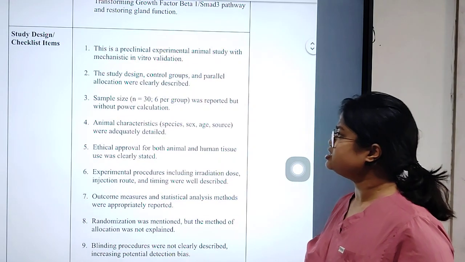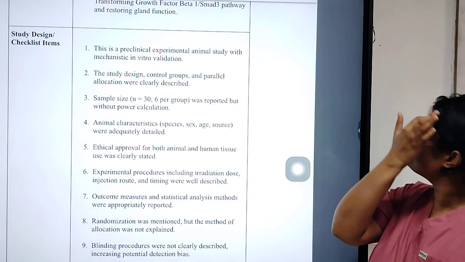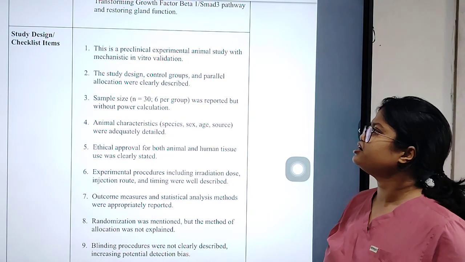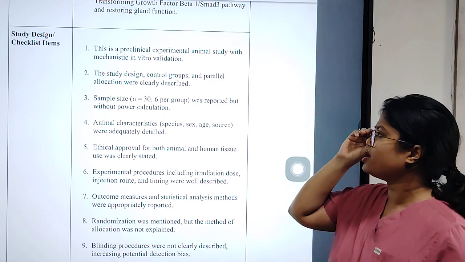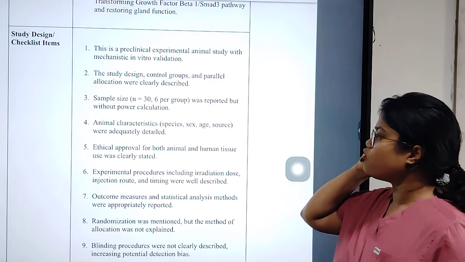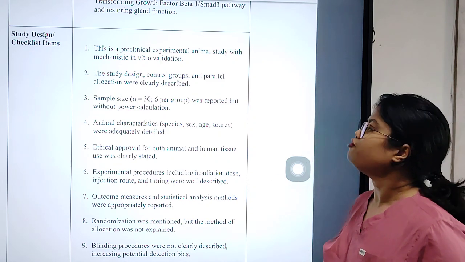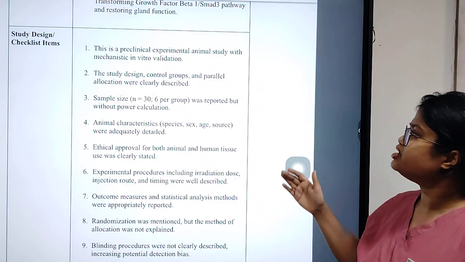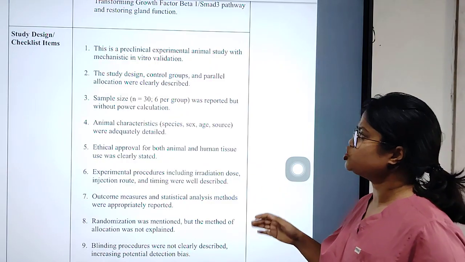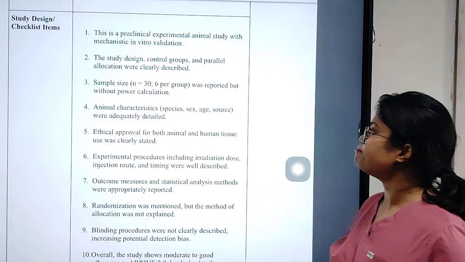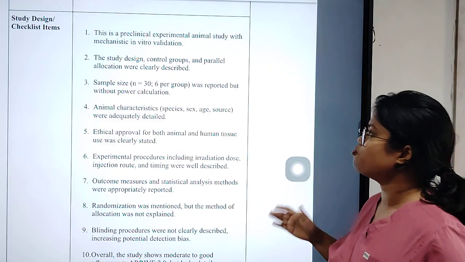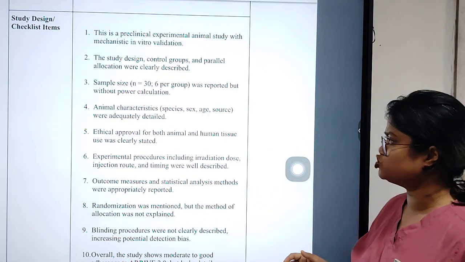So what is the study design and the checklist title? It is a preclinical experimental animal study with mechanistic in vitro validation. It follows the ARRIVE guidelines, the ARRIVE 2 essential set. The study design, control groups and parallel allocation were clearly described. Sample size of 36 per group was reported, but power calculation was not done.